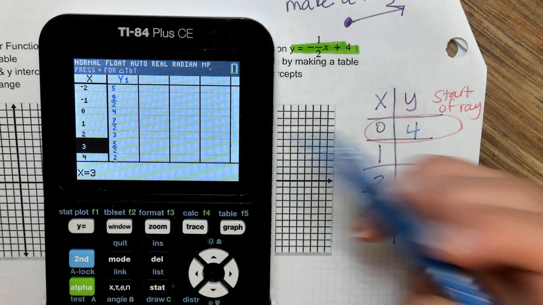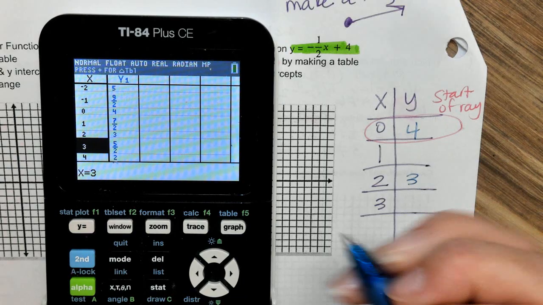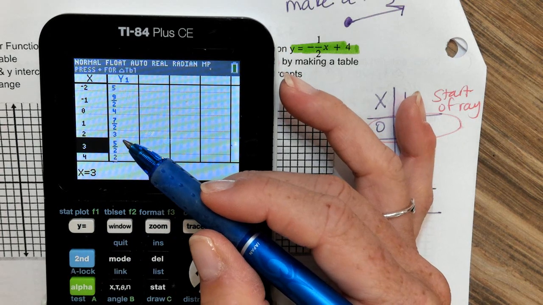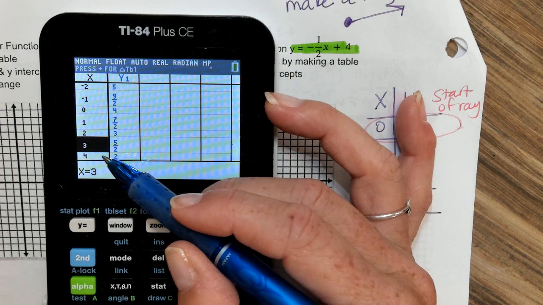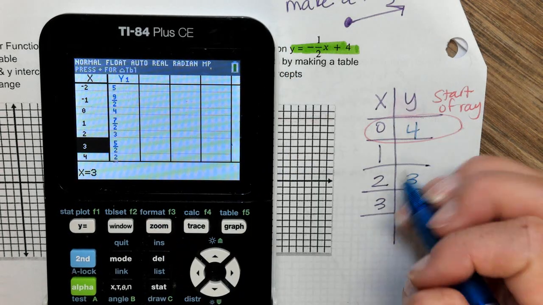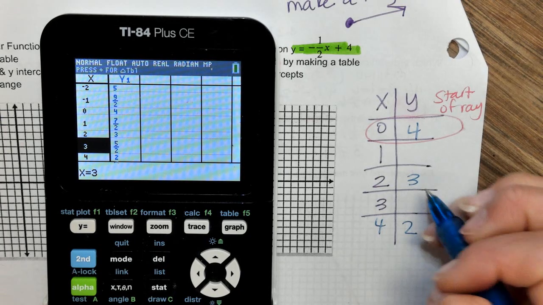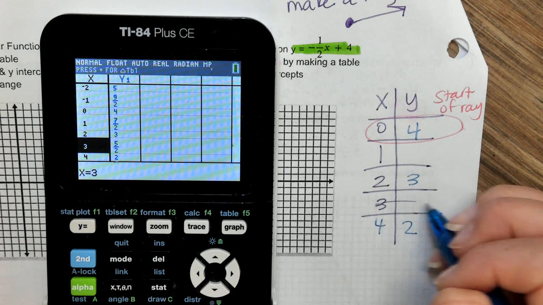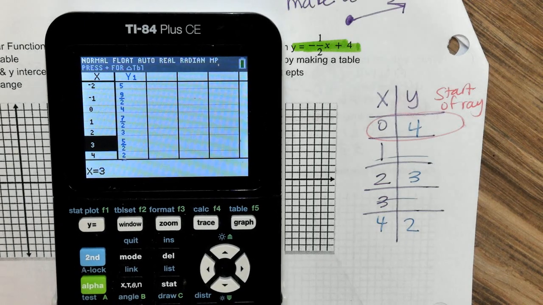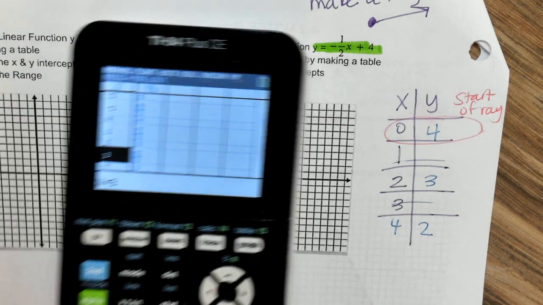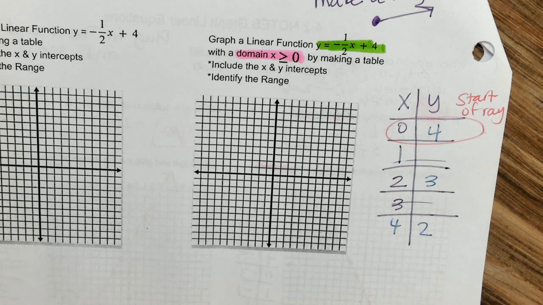When x is 2, y is 3. When x is 3, y is a fraction. Do I want to use it? So I'm just going to add one more and do when x is 4, y is 2. These are fractions, so I'm not going to graph them. They're there. I just don't want to deal with them. Yes?